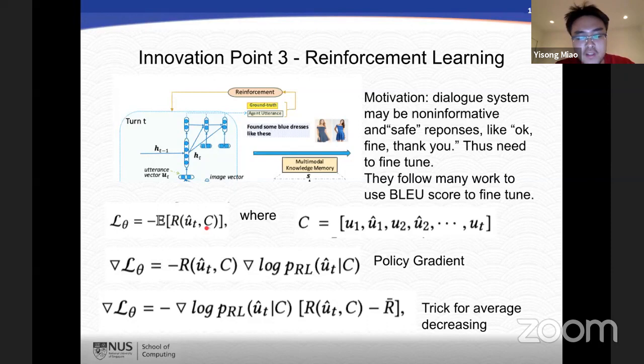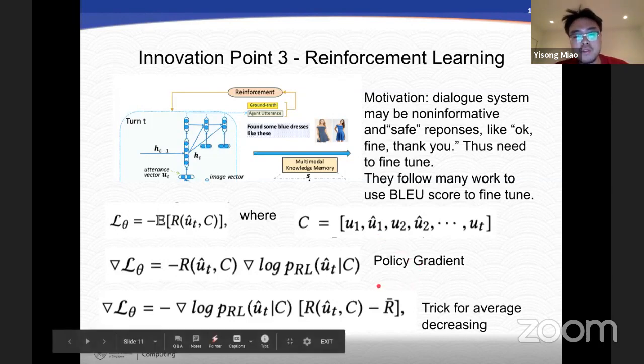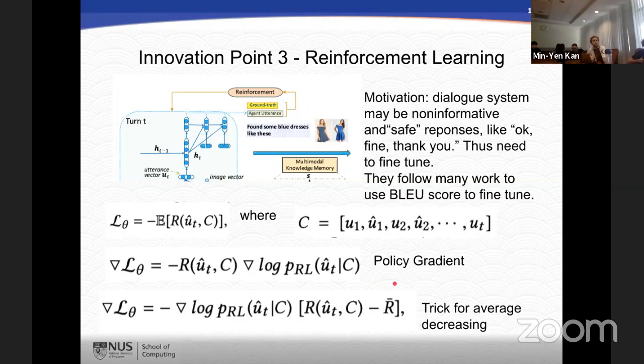So what is the context? Context is the whole conversation history, including all user utterances and all agent utterances, right? And they use the standard policy gradient method to do the utterance in the embedded space.